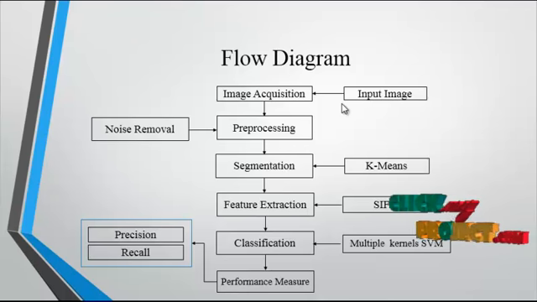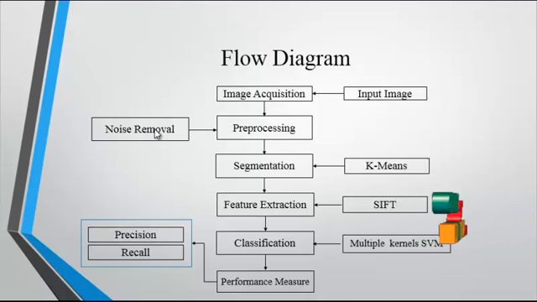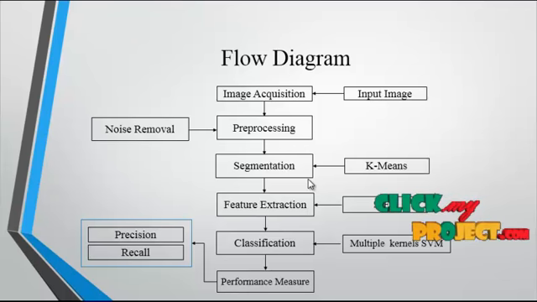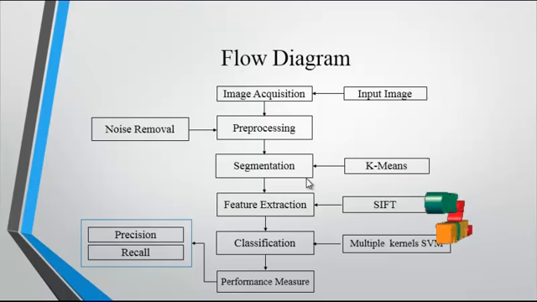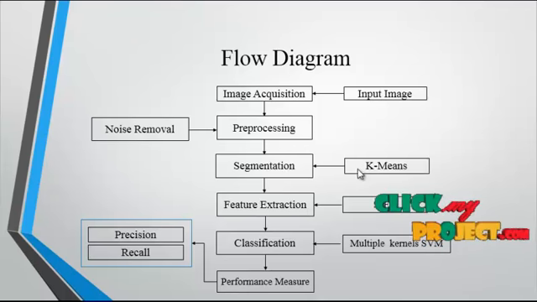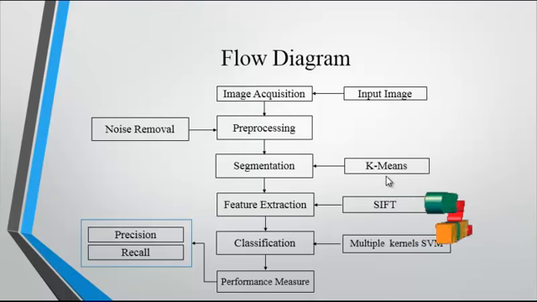After getting the input image from the dataset, pre-processing is carried out. In the pre-processing, noise removal is carried out using the Gaussian filter method. After applying the Gaussian filter to the image, segmentation is carried out. Segmentation is the process of removing the unwanted background and extracting the region of interest from the image. For the segmentation process, here we use the k-means clustering method for the region selection.